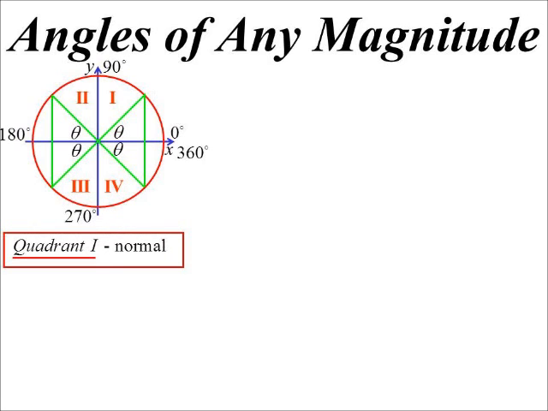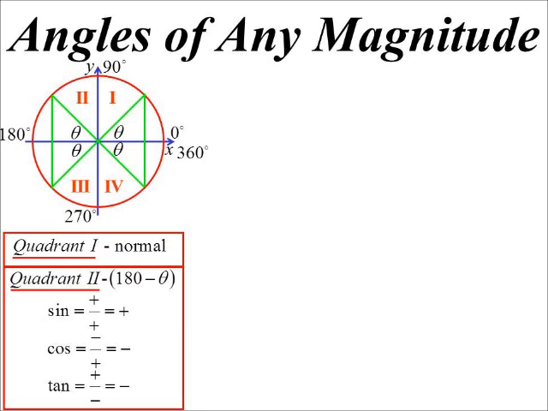Now in quadrant 1, obviously every angle is going to be an acute angle, so it's just normal. We don't have to worry about anything. Quadrant 2, which I call the 180 minus theta, or 180 minus the acute angle. Because if the acute angle is in this position, then the actual angle, if I've started over here, would be 180 degrees minus whatever the acute angle is.